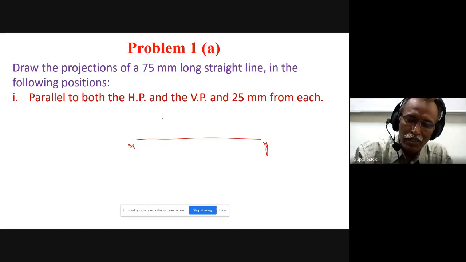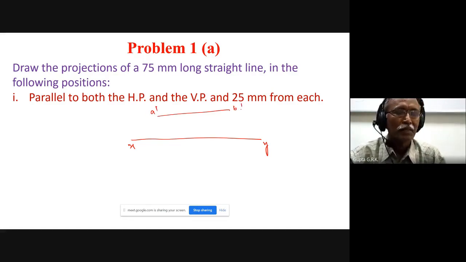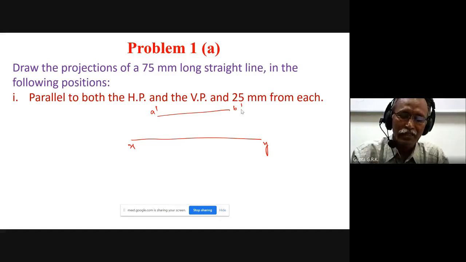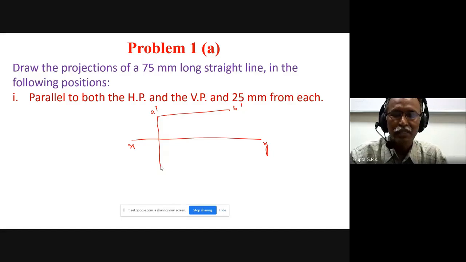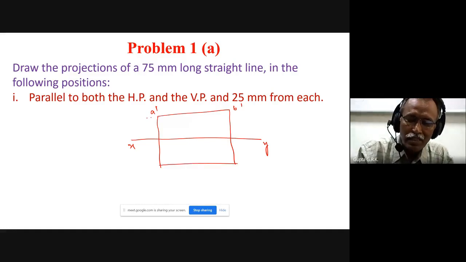So what I do is, I draw A dash B dash above the XY like this. And I know that A and A dash should be on the same vertical line, like this. And B dash and B should be the same way. This is the A projector and this is the B projector, okay? And this also should be parallel. And at what distance? This distance is 25 and this distance also is 25.